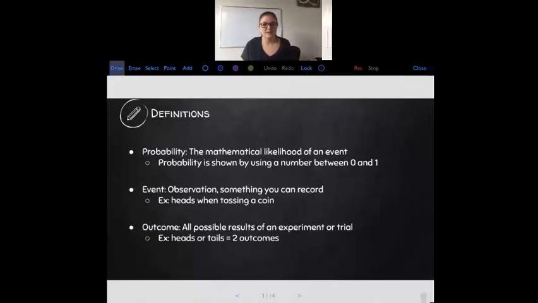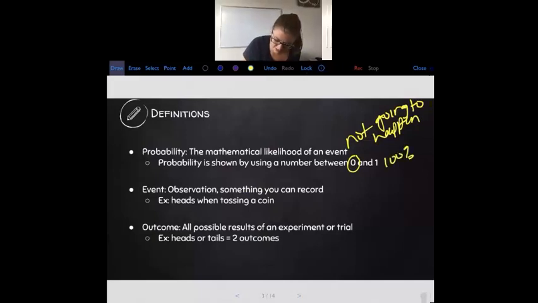Probability is shown by using a number between 0 and 1. So 0 means no way, not going to happen. 1 means yep, definitely, for sure. Okay, so like a 100% chance and a 0% chance. But you use a number between 0 and 1, or sometimes we'll express these as fractions.